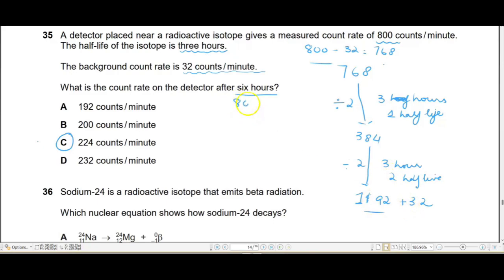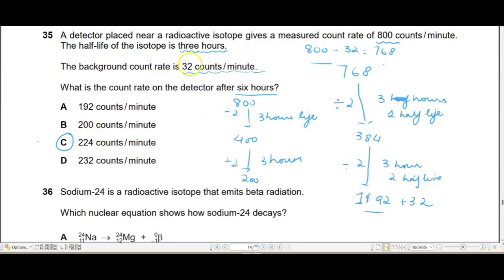And if we don't take it out, we take it as 800, so after 3 hours, one half-life, it's going to be divided by 2 and it's going to be 400. And after another 3 hours passes, so after 6 hours, it's going to be 200 counts per minute, which is not the correct answer.